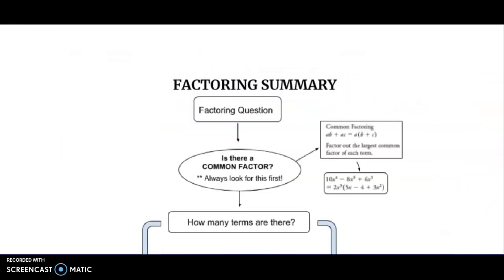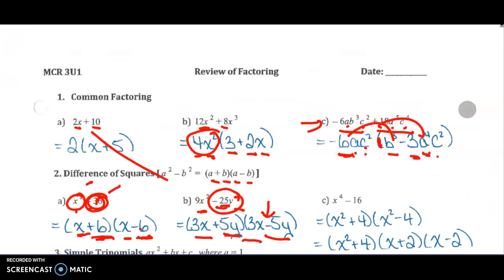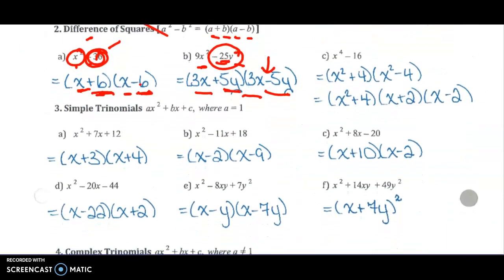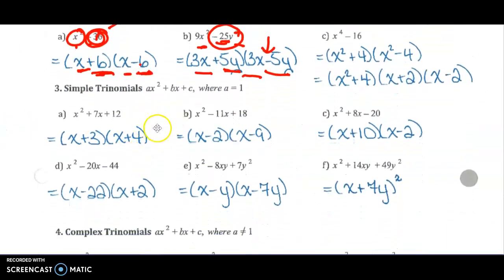So let me see if I can get one last question before I make a third video. Simple trinomial was yes. So I want 2 numbers that multiply to 12 and add to 7. So you've got to watch your signs here, right? So if this is a plus and a plus, both these are going to be plus. Okay. Just be careful when you do these.